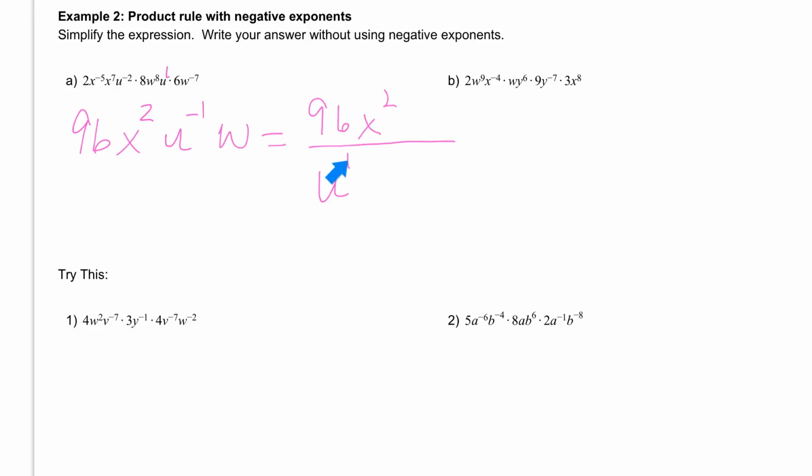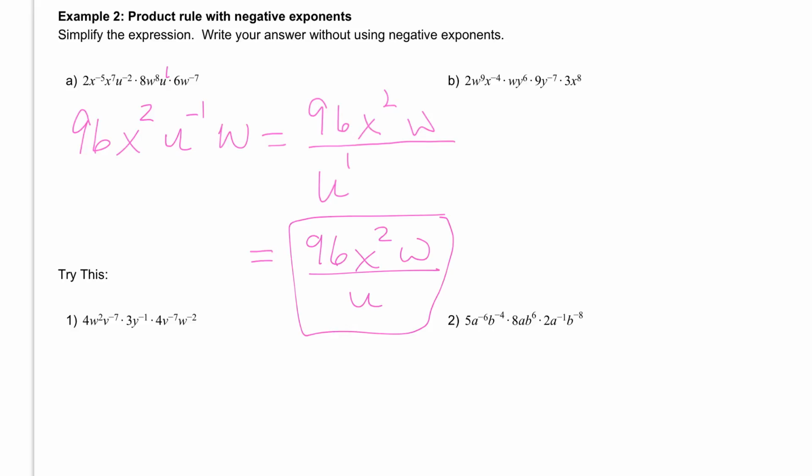But remember, we don't need that 1 there, so we can always just not write it. And then we have our w, which is going to stay on the top. So if we simplify this, again, we can take out this 1 right here, and we get 96 x to the 2nd times w over u as our final answer.